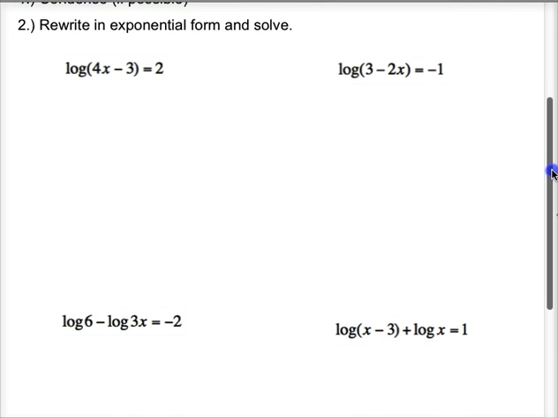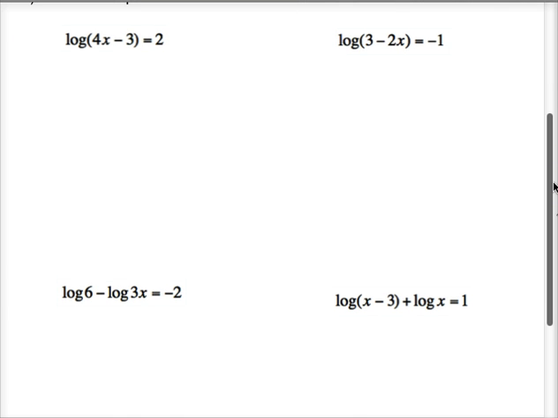Now, one thing to remember when you're solving these is if you just see log, remember that really means log base 10. All right? So I'm going to write in that little 10 there to remind myself that's really what this means.